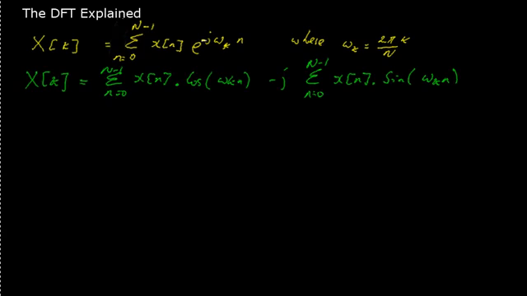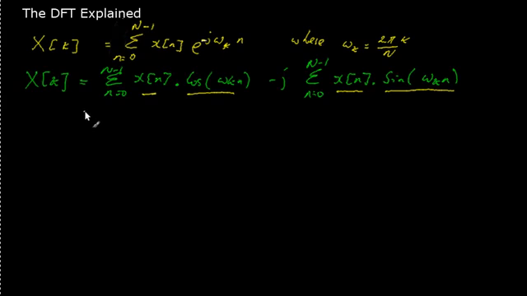Now we see that all that's happening really is that our signal that we're analysing, x of n, is being multiplied by a set of cosine waveforms, and the signal that we're analysing is also being multiplied by a set of sine waveforms. And the result of that multiplication is then summed together.